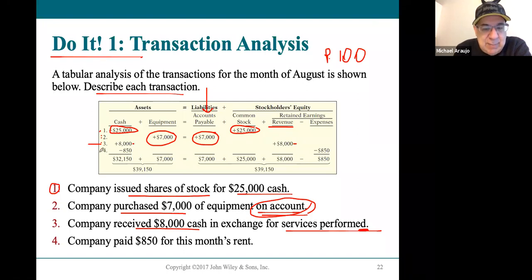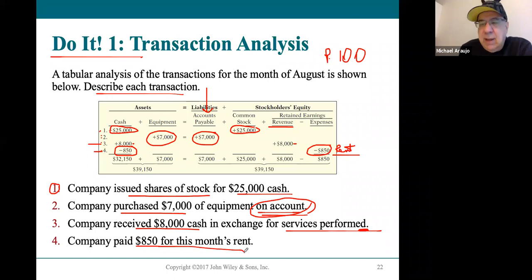And here, in your book, it actually has a little note on the right side indicating that this is rent. And that's just my scribble for rent. So for transaction number 4, we see we have less cash and we have less retained earnings because we paid a rent expense. Again, this note is in your book. It's not on the slide, but it's in your book. And so what happened in transaction number 4? We paid $850 cash for the rent.